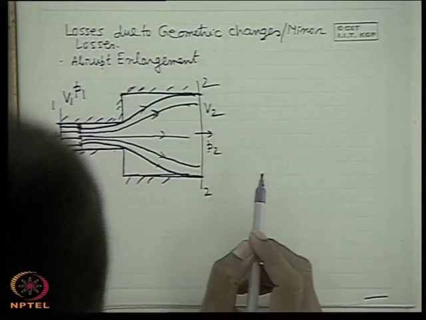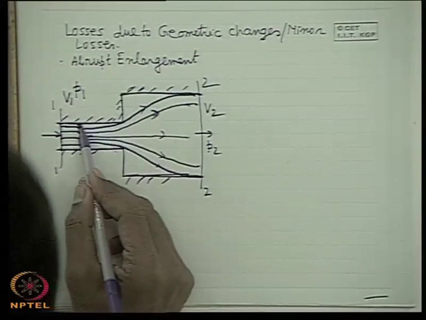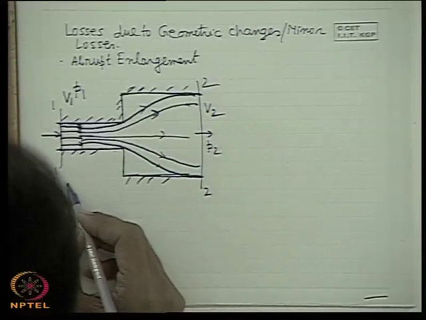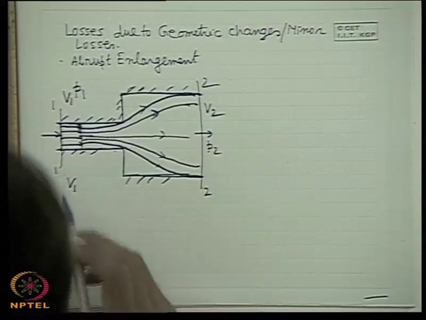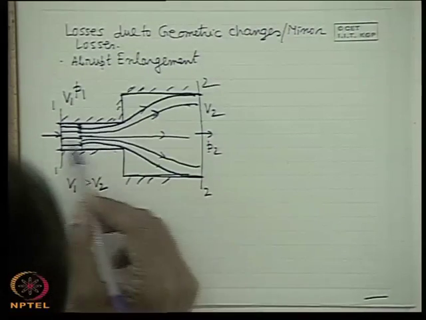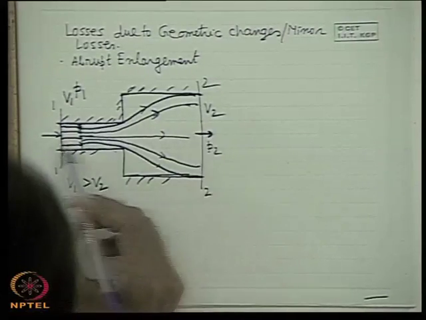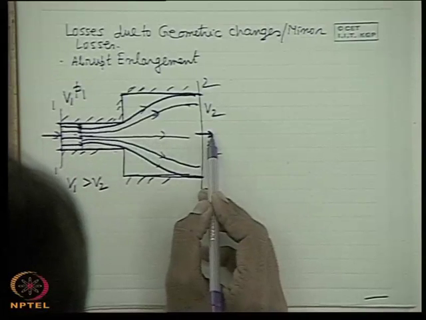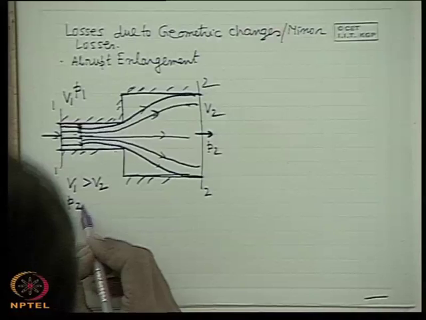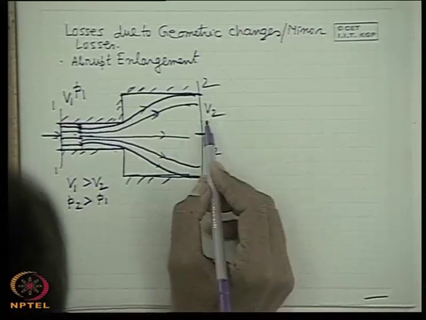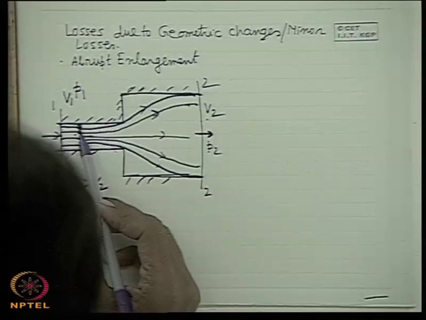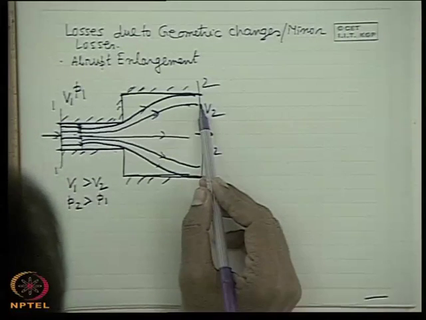Now, very simply, the cross-sectional area at 1 is less than at 2. So, according to continuity, V1 is higher than V2, because V1 A1 equals V2 A2. The same volume flow rate of fluid should pass: what is coming in should go out under steady state. Similarly, P2 is greater than P1. Since the velocity here is lower, the pressure here is more. So, the fluid is flowing from a lower pressure to a higher pressure.